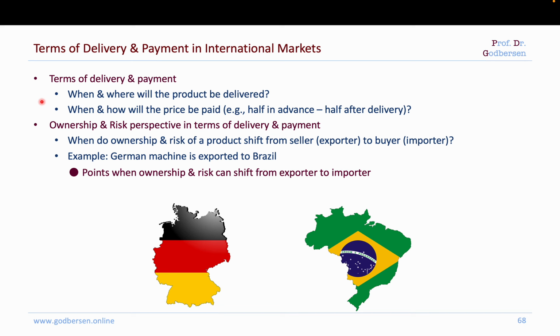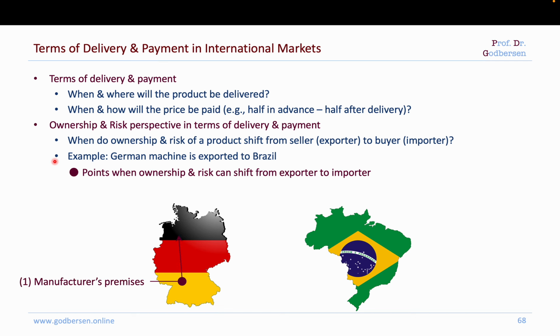There's another perspective to these terms of delivery and payment. That is the perspective of ownership and risk. So when does the ownership and when does the risk of a product shift from seller, let's assume here it's an exporter, to a buyer, assume is an importer? To make this clear, or exemplify this, here is a German machine that is exported to Brazil. So when does the ownership and the risk shift from the German manufacturer to the Brazilian customer?